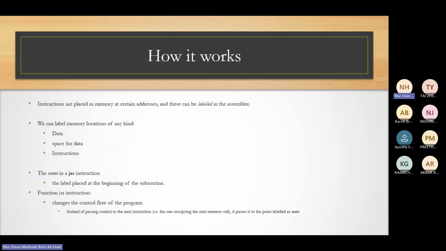Okay, so how does it work? Instructions are placed in memory at certain addresses, and these can be labeled in the assembler. We can label a memory location of any kind, for both data and instructions. The name in the JSR instruction is the label placed at the beginning of your subroutine. The function of JSR is to change the control flow of your program: instead of passing control to the next instruction, occupying the next memory cell, it passes control to the point labeled as name.